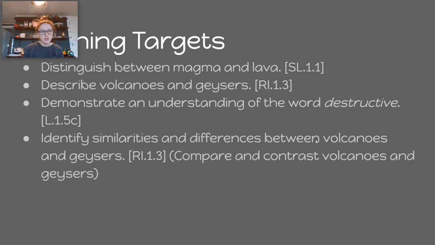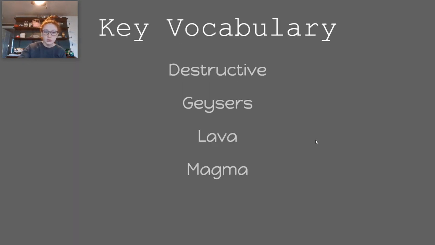Our learning targets are to distinguish between magma and lava, describe volcanoes and geysers, demonstrate an understanding of the word destructive, and identify similarities and differences between volcanoes and geysers. Our key vocabulary are destructive, geysers, lava, and magma.